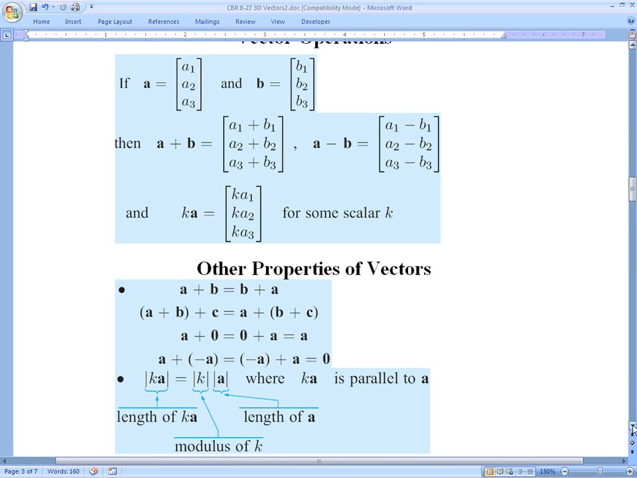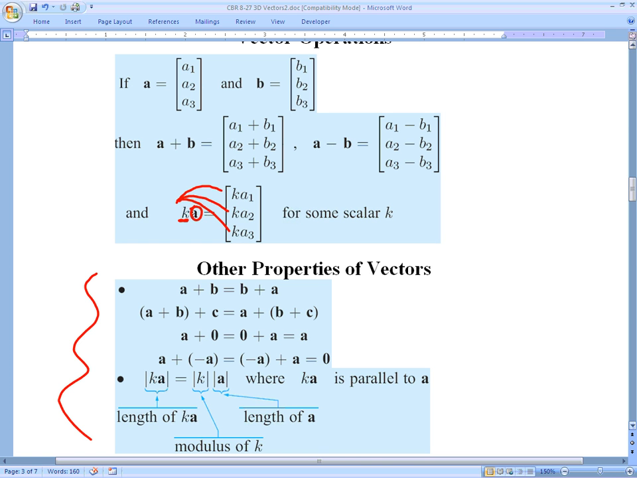Then we can do scalar multiplication once again, which feels a lot like distribution. If you have some number k multiplying a vector a, you can essentially distribute that k to each and every one of the components as shown here. And then we have a few other properties of vectors, and these work for 2D or 3D vectors.